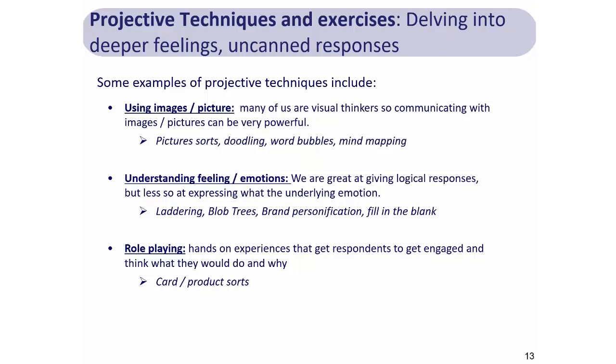So some examples are a picture or image association, doodling, having them draw things, and then always stressing that it doesn't matter how good the drawing is, just having them doodle something so that they articulate how they feel while they're drawing something, or using word bubbles, having them put a word bubble on a little character and say, how did you feel when, and then give them a scenario. Or mind mapping is another great example of using images and pictures.